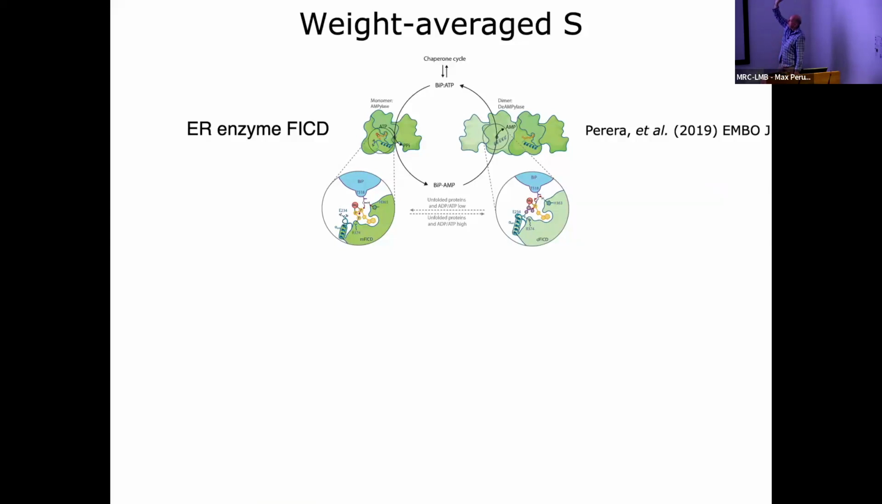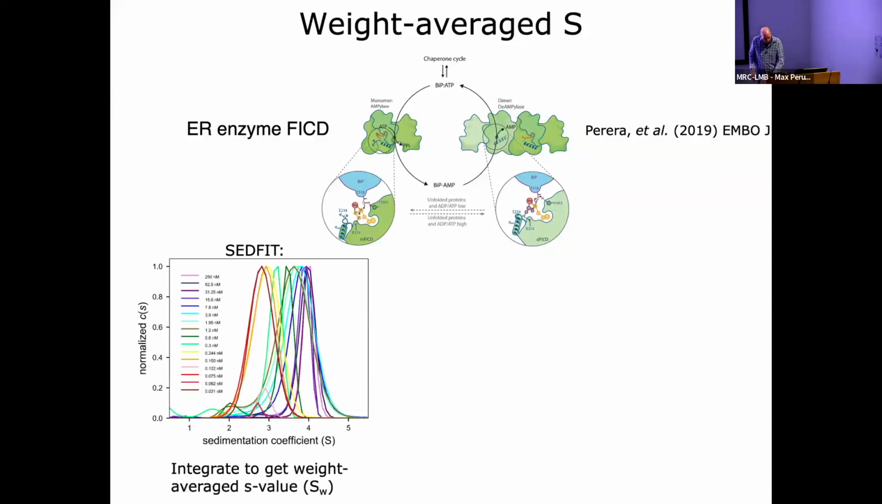So David Ron's group were working on this enzyme in the endoplasmic reticulum called FICD, and it's got a really weird kind of activity, in that it forms a monomer and a dimer, and the monomer is an AMPylase, but when it dimerizes, it becomes a deAMPylase. Enzymes can catalyze reactions, and in this case it's catalyzing in both directions. What it does is modify the molecular chaperone BiP, and so this is related to how much unfolded protein is in there, and also the ATP levels.